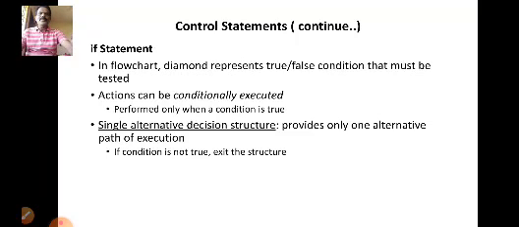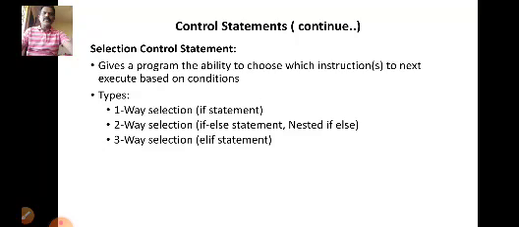Next, the selection or control statement gives a program the ability to choose which instruction to execute based on a condition. The types are: one-way selection, the if statement; two-way selection, the if else statement; nested if statement, nested if else statement; and multi-way selection, the else if statement.